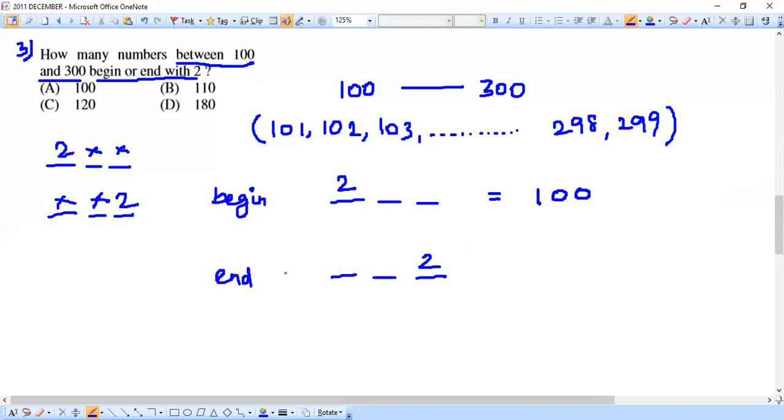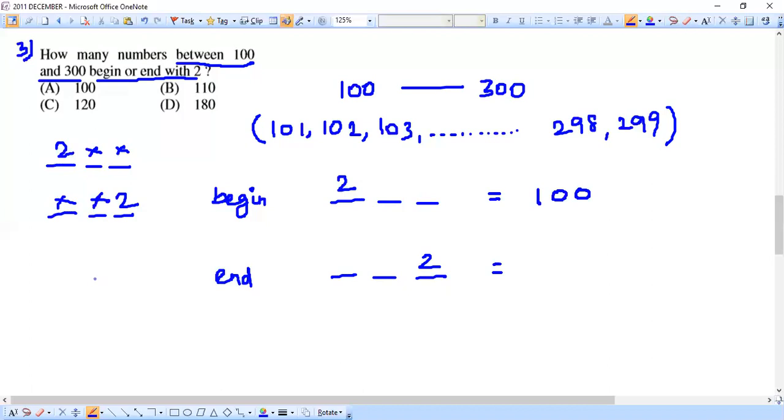Now let's come here, ending. Okay, so how many of these numbers, I mean the same list, starting from 101 and ending with 299, how many of these numbers will end with 2? This we have to think. So how can we think this? How do we think about it like this?